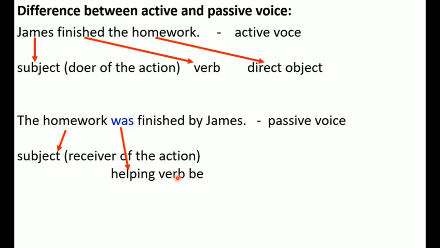What kind of helping verb? It is a helping verb that is called be. Marami itong form ng be. Yung mga is, are, was, were. Yan, yan tinatawag natin na verb be.